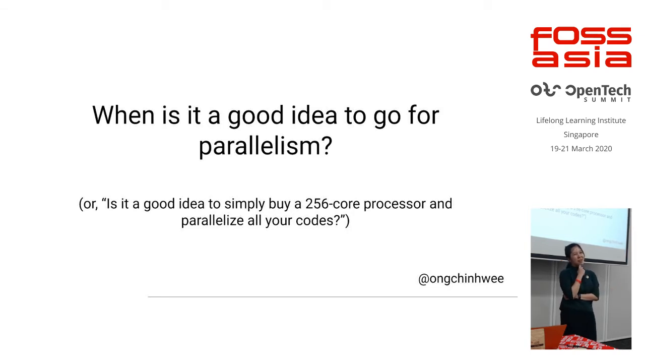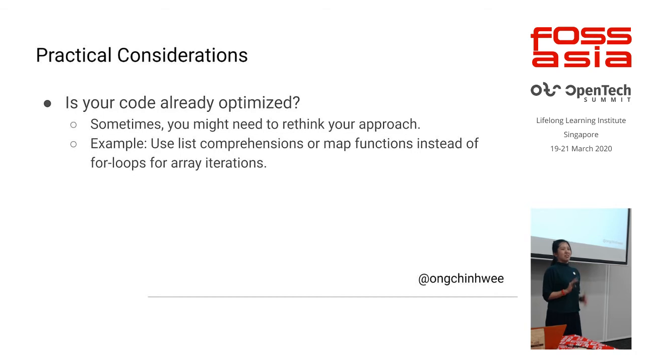Okay, maybe I buy 256 cores, then I speed up everything. But is that really the case? Because we're in the real world, there are some practical considerations we have to consider. Number one, is your code already optimized? Sometimes, if you are still using your phone and complaining that your code is slow, you might need to rethink your approach in how you write your code. So let's say, use your list comprehensions, don't use for loops.